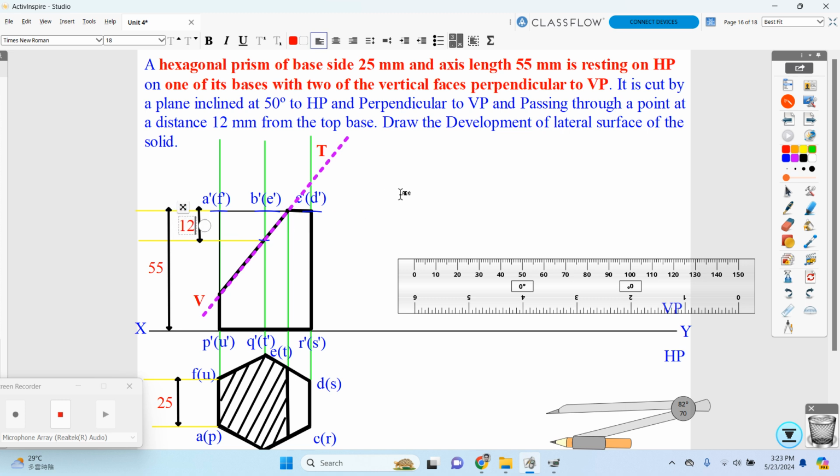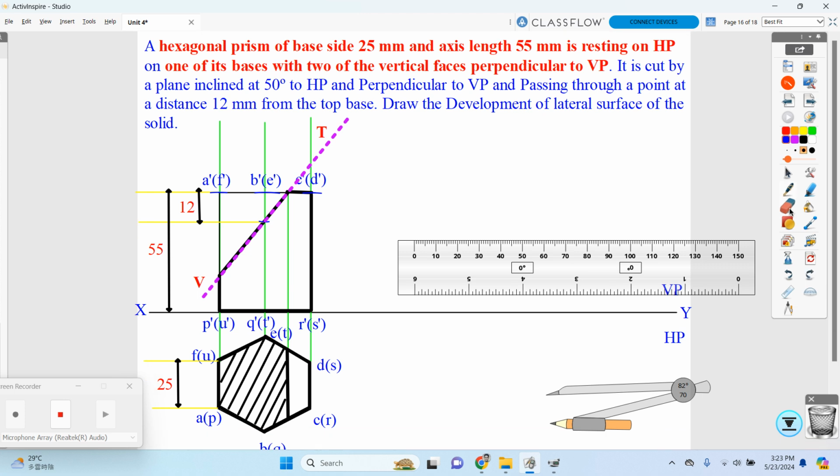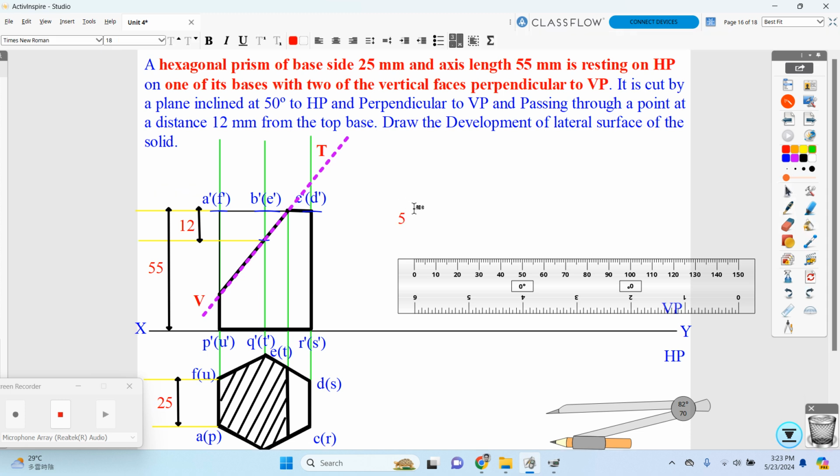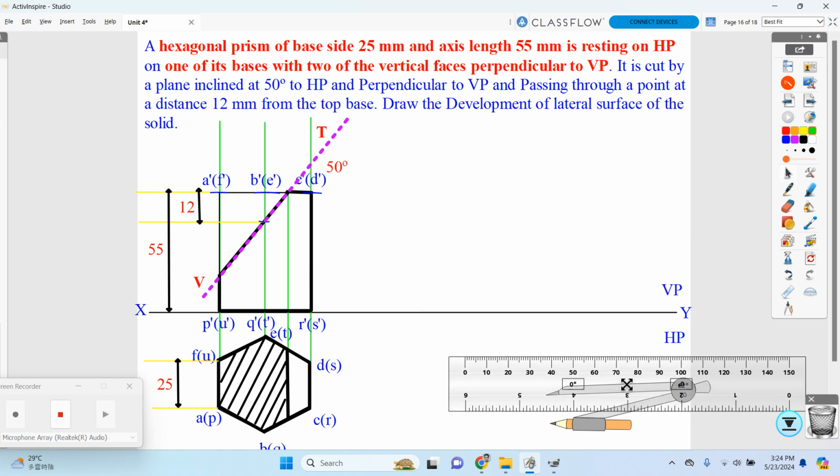Then we want to mark the dimension of the angle. This angle is 50 degrees, so I am going to write 50 degrees. So here the angle will be 50 degrees. After this we want to develop our condition over here. Then we can mark how our cutting planes are.